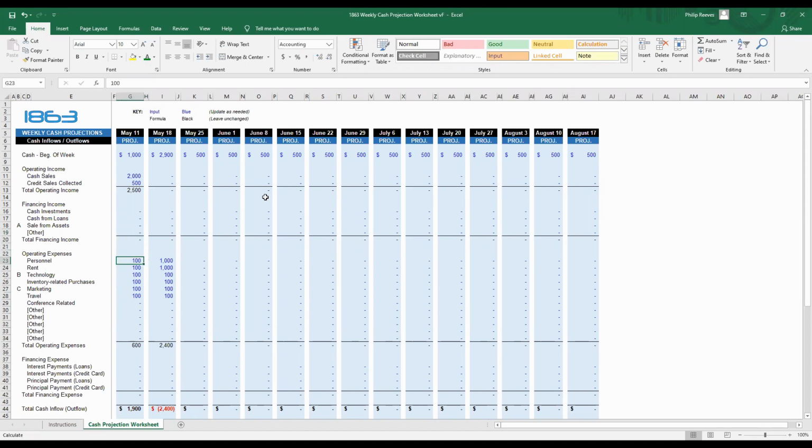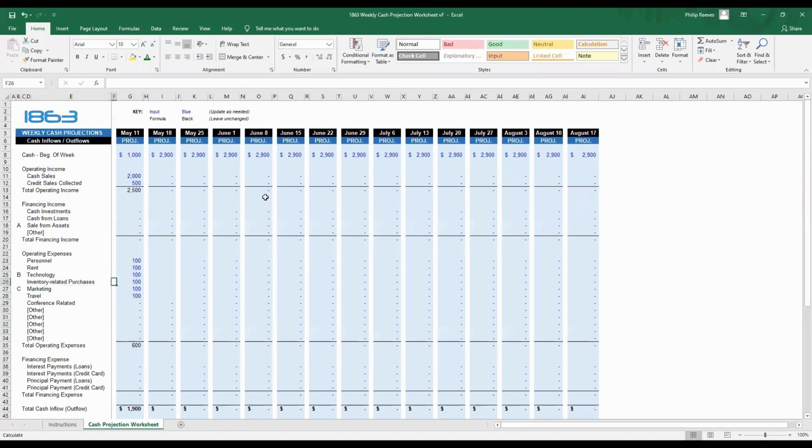Personnel, we're saying for this week is $100. Rent is $100 for this week, but more thoughtfully, it could be higher or lower. Technology, again, this is where you count things like your G Suite, any SaaS products you have, where they're going to fall. Marketing, same thing, conferences, and then others.